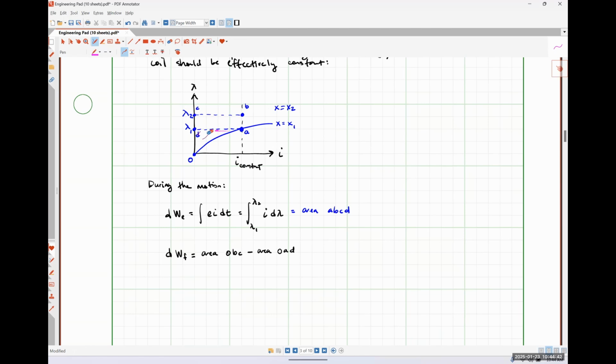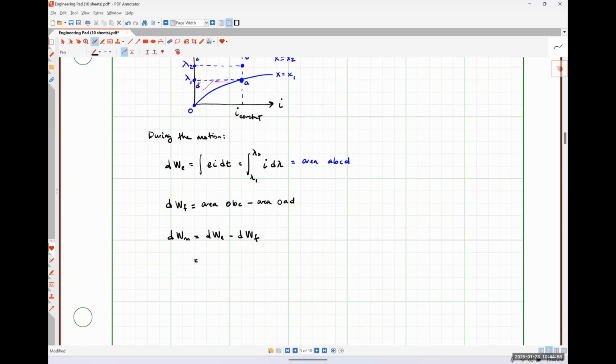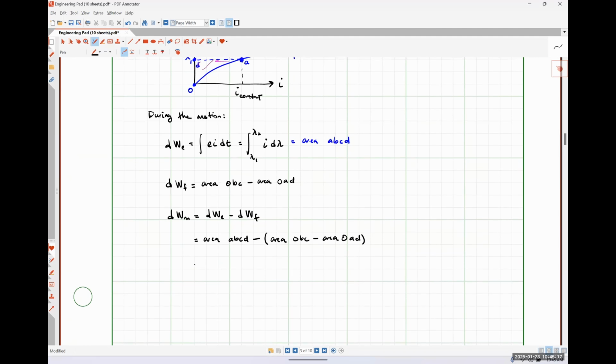So we can relate these two things together from our expression earlier, where our mechanical energy is going to be just our electrical energy minus our field energy. So if we look at this, that's going to be the area ABCD minus the area of OBC minus the area of OAD. And this comes out to wind up being the area OAB.